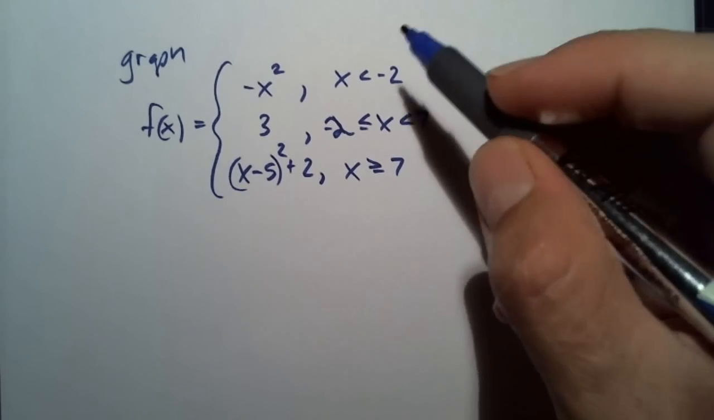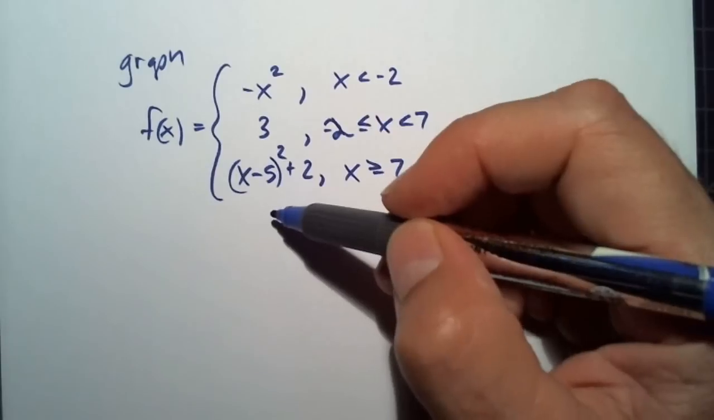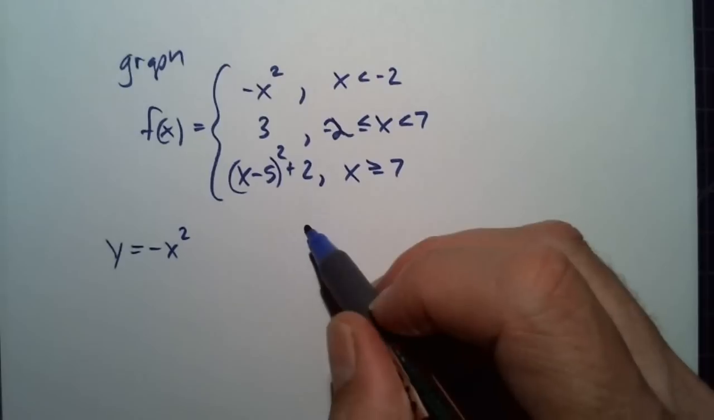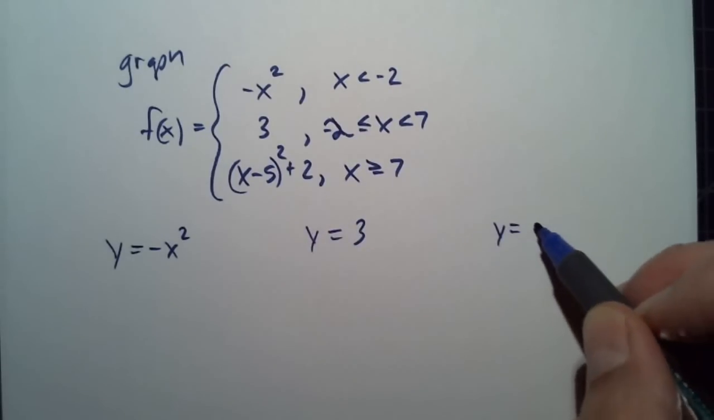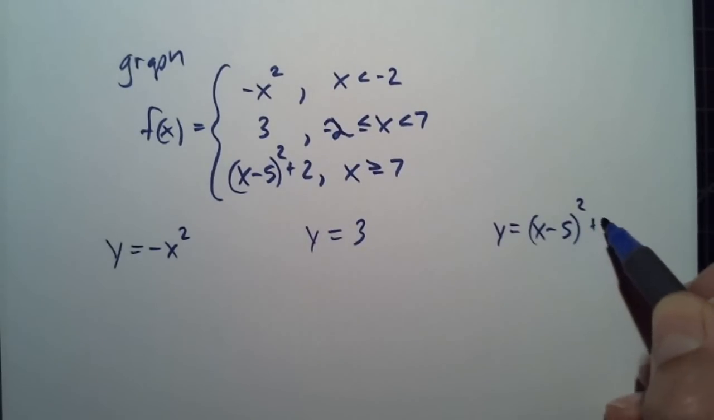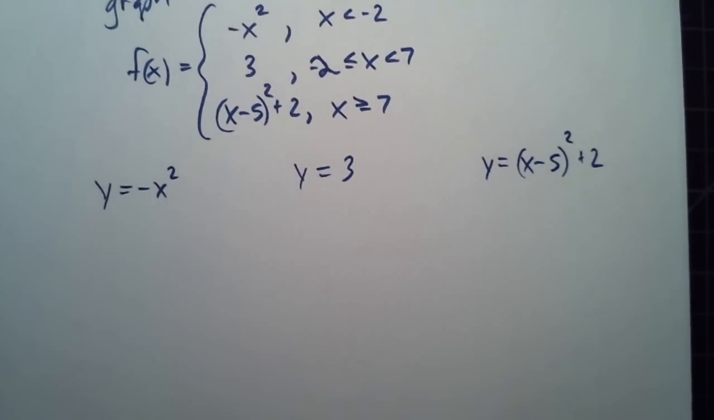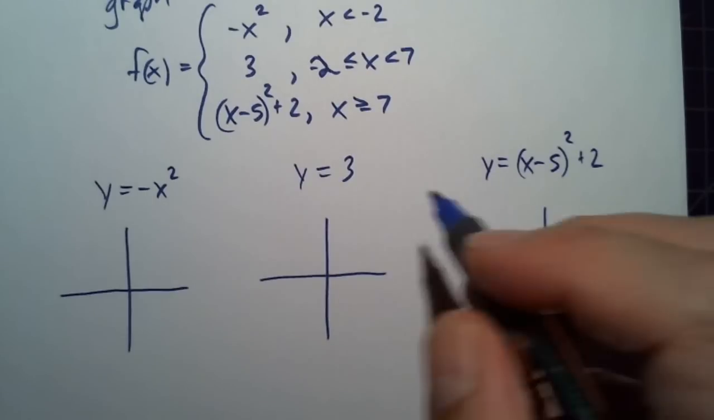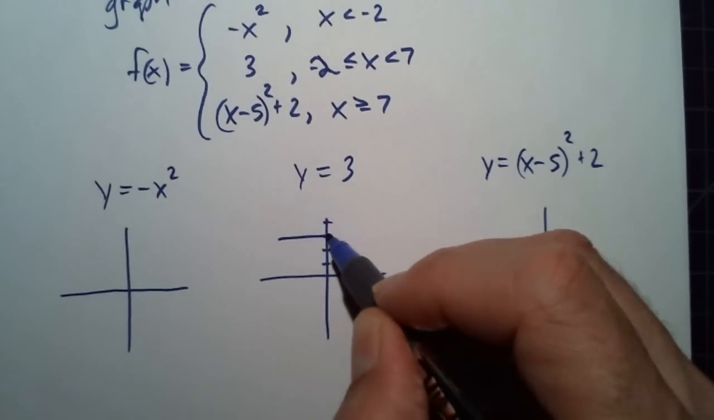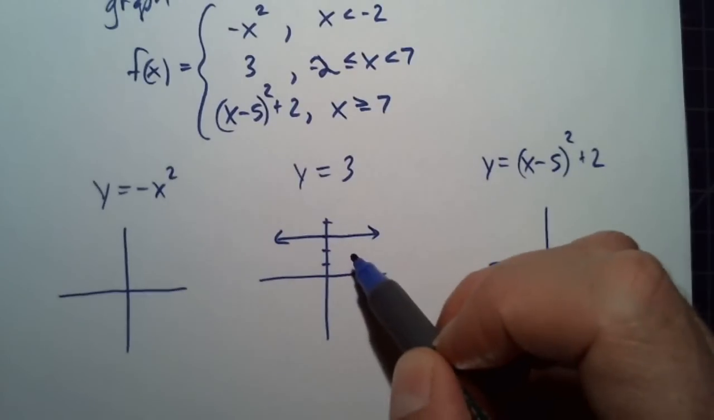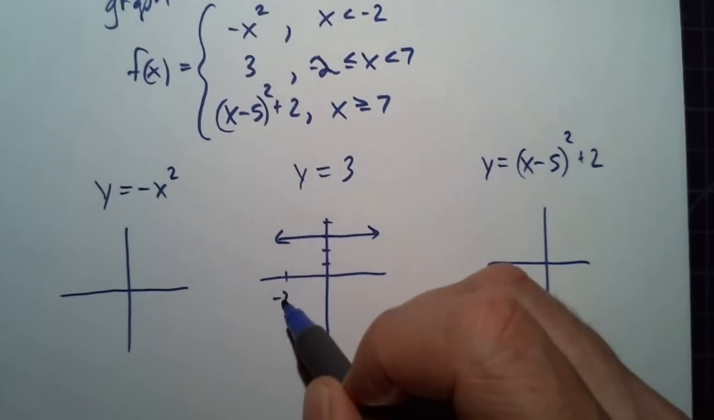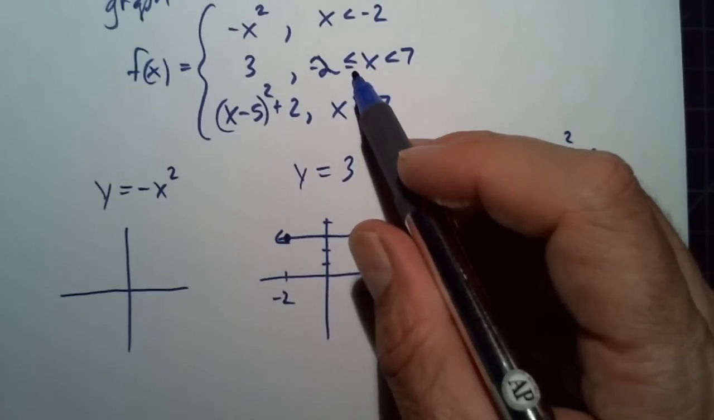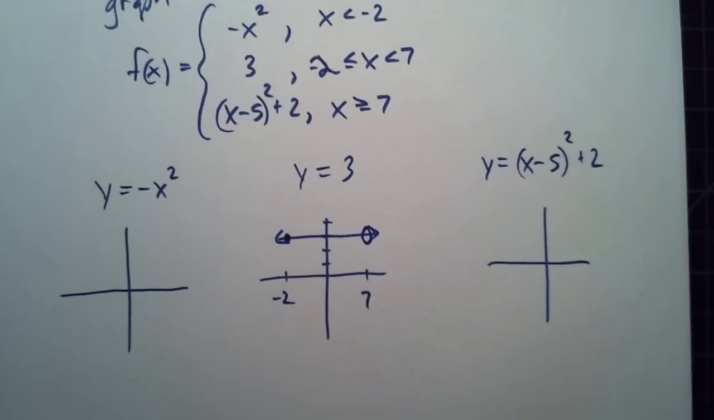Alright, so to graph this, we have 3 different regions with 3 different graphs, but we'll just put them all together. If we want to be very careful with this, we could graph 3 separate graphs with the strategies that we've been using, and then put them all onto the same graph. So we know that this is a horizontal line at 3, and we want it between -2 and 7. We'll have a closed circle at -2 because of the equality, and an open circle at 7.